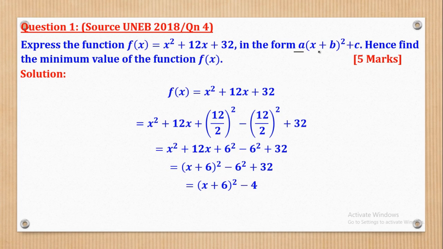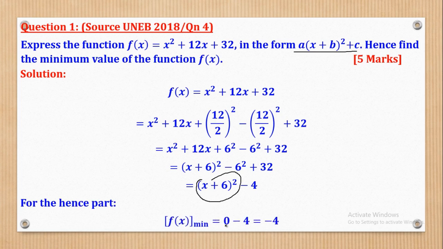So in that case, we have expressed it in this form. But they also wanted the minimum value of the function. Minimum value, remember we said, the whole of this which is squared is equated to 0. So we shall just put 0 here and I'd remain with -4, which will be our minimum value. So that is how they get minimum or maximum value. Just look at the one which is squared and equate it to 0.